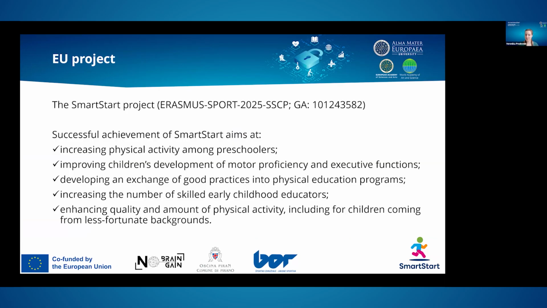Overall, successful achievement of Smart Start aims at increasing physical activity among preschoolers, improving children's development of motor proficiency and executive functions, developing an exchange of good practices into physical education programs, increasing the number of skilled early childhood educators, and enhancing the quality and the amount of physical activity, including for children coming from less fortunate backgrounds.